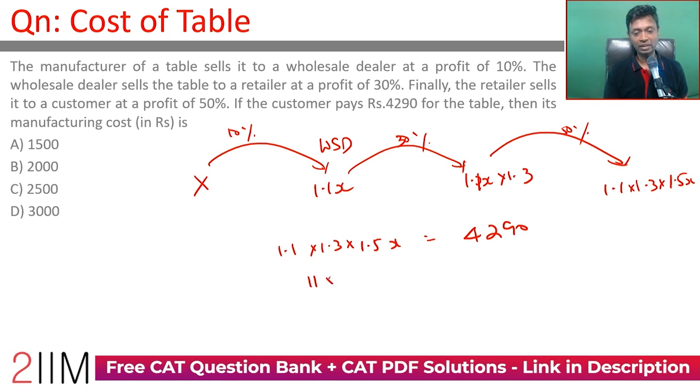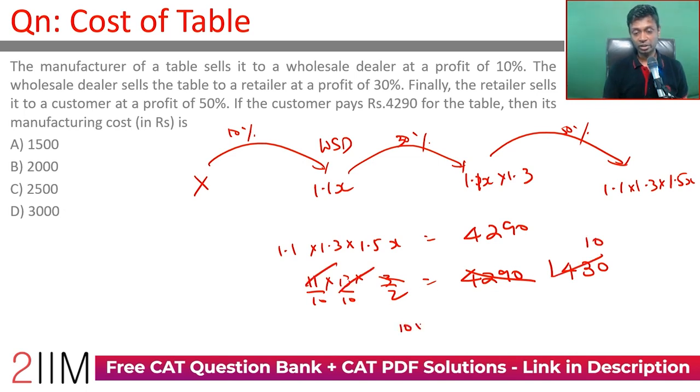And so 11 by 10 into 13 by 10 into 3 by 2 into x is 4290. 4 plus 2, 6, 6 plus 9, 15. So it's a multiple of 3. So divide by 3 to start with. It becomes 1430. 143 is 11 into 13. Wonderful. This goes off, giving us a 10. Or the price is 10 into 10 into 2 into 10. 1000 into 2, 2000.